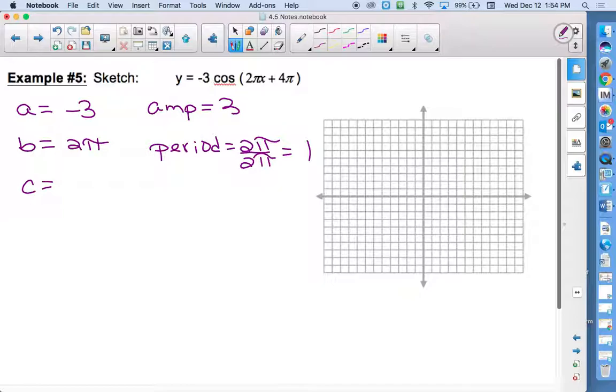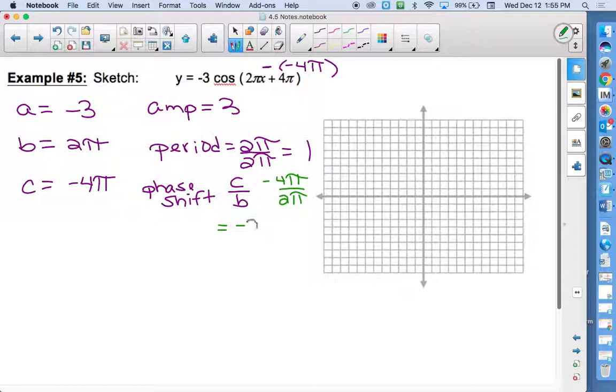And then what's C? Negative 4 pi. C is always the opposite of what's inside that equation because technically this is a minus negative 4 pi. So the phase shift is C divided by B. It's those two numbers. So C is negative 4 pi, B is 2 pi. So our phase shift is just negative 2.